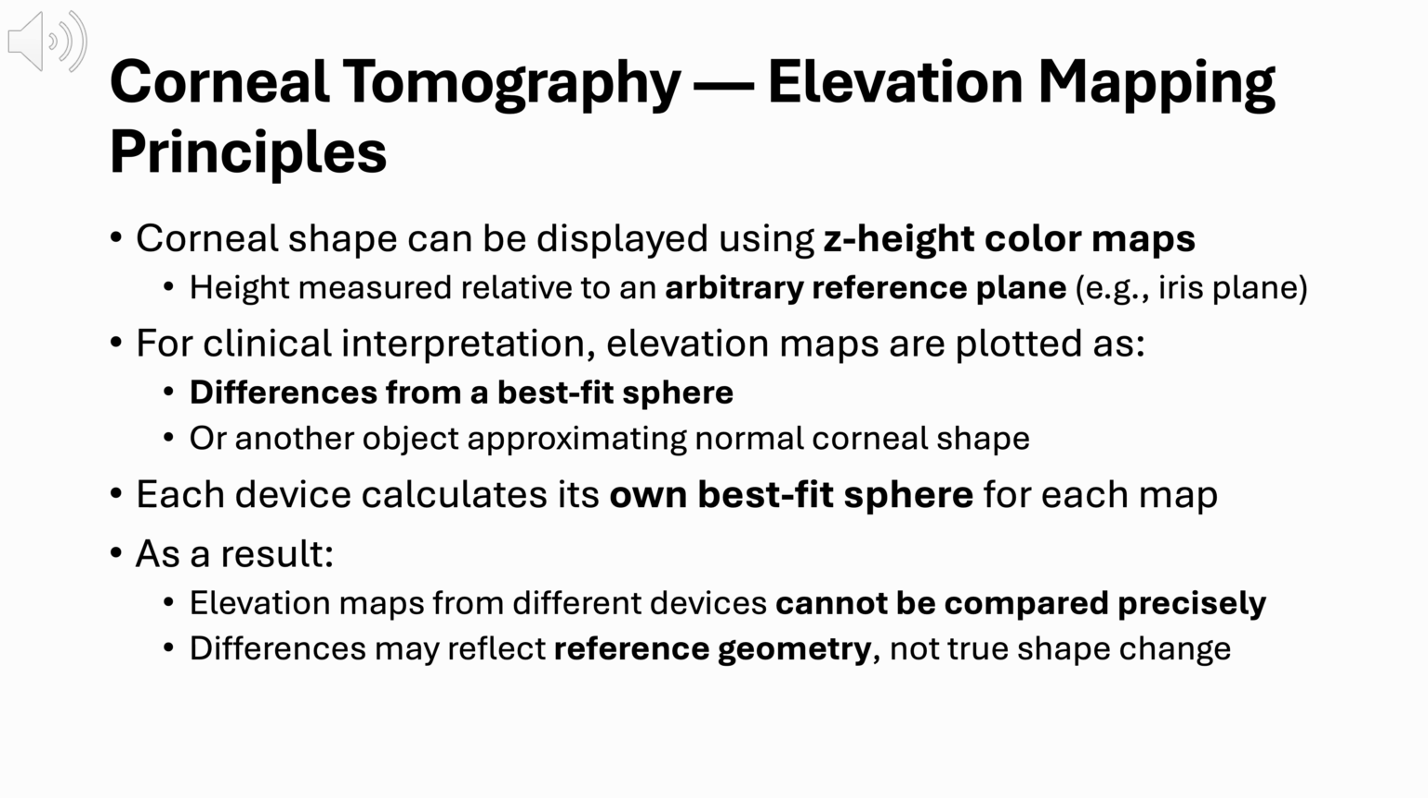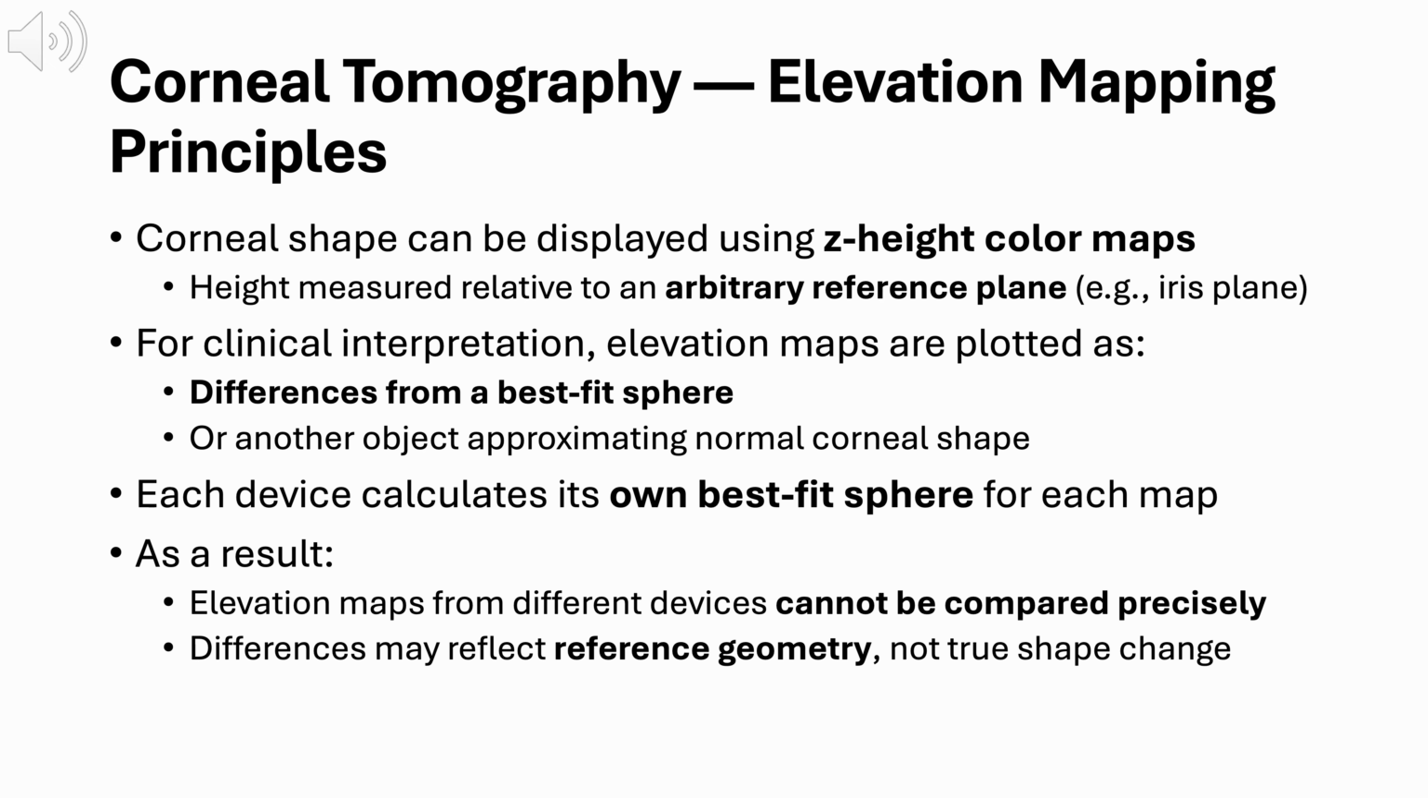Each tomographic device calculates its own best fit sphere for every map. That's a key point. Because the reference surface is recalculated by the device, elevation values are inherently relative, not absolute. As a result, elevation maps from different devices cannot be compared precisely to one another. Apparent differences between maps may reflect differences in reference geometry rather than true changes in corneal shape.